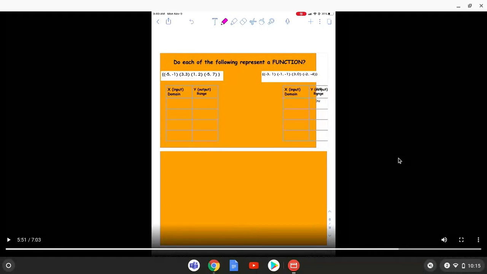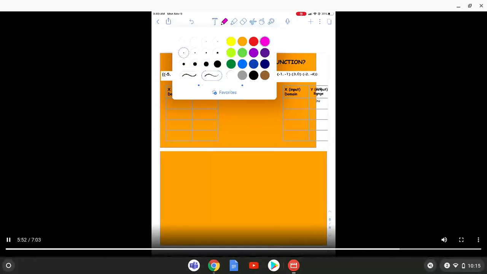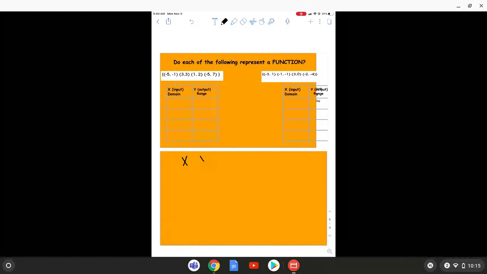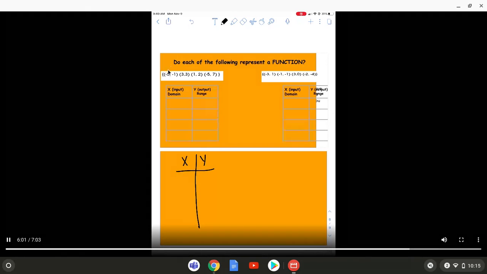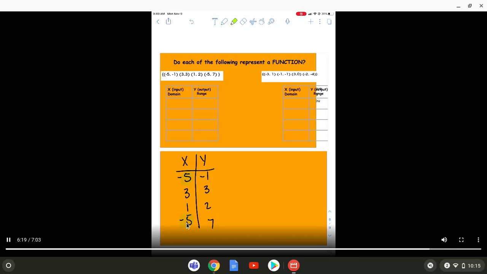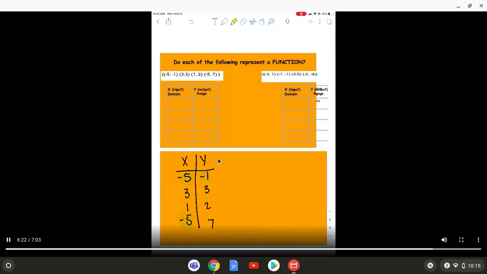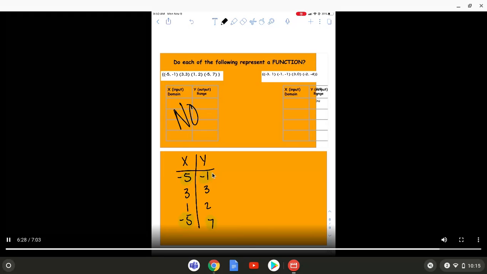So now we've got some points down here. And I'm going to redraw these tables because they got kind of messed up. So I'm going to take all my x's and go ahead and put them in a column. So here I've got -5, 3, +1, and then -5 again. And then my y values, I have -1, +3, +2, and +7. I see right here that -5 repeats. I'm going to check to see what their outputs are. And it's -1 and 7. So that means I have one input with two different outputs. So no, this is not a function.